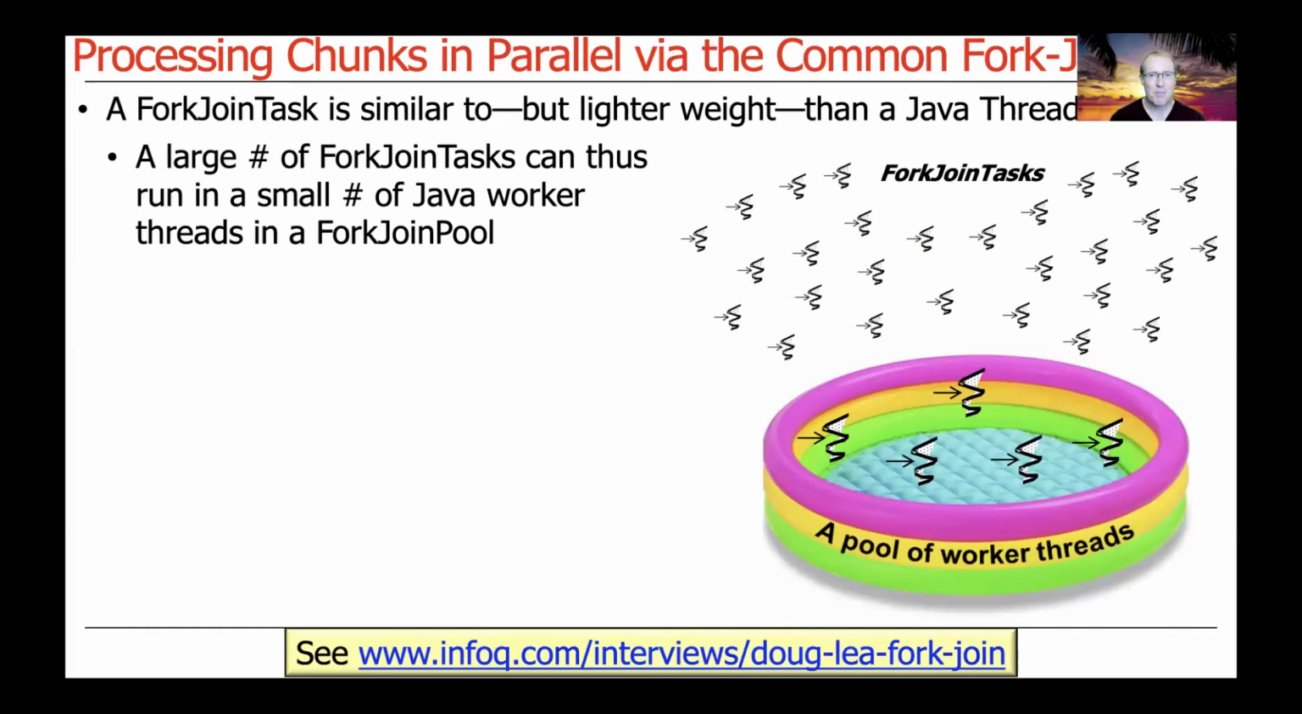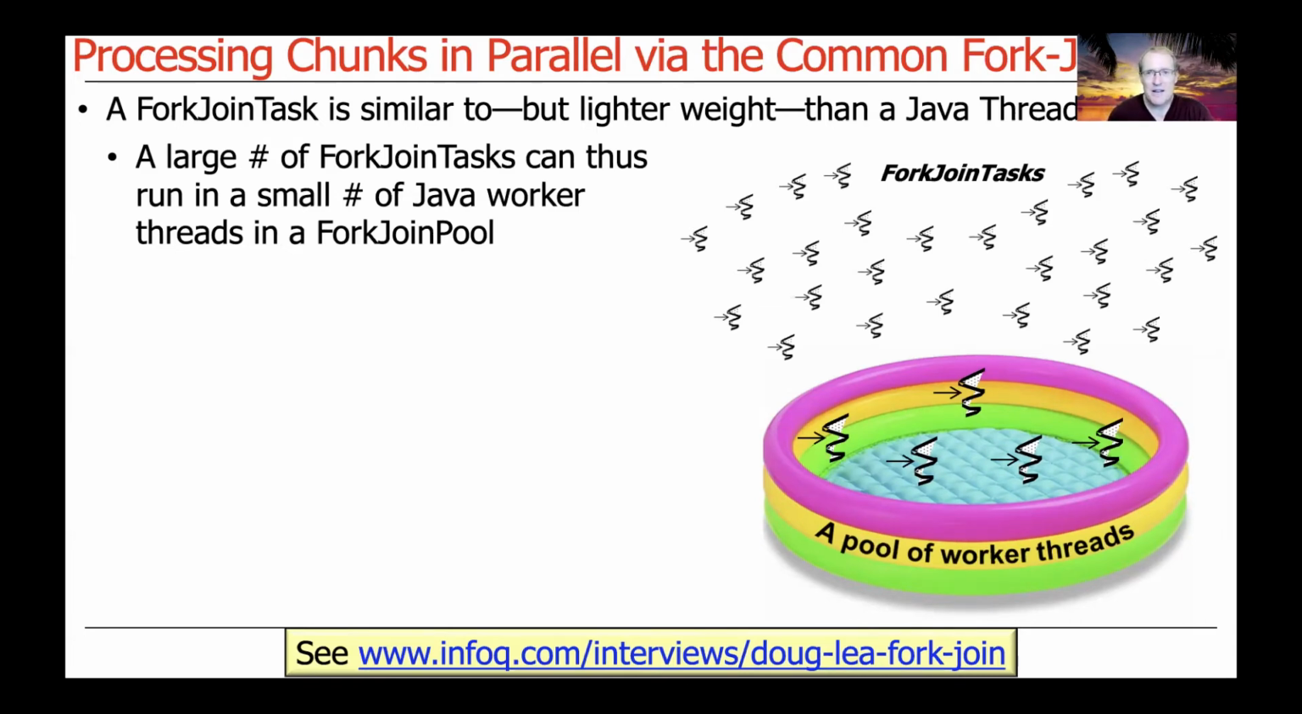As a consequence of being much lighter weight and not having its own stack, registers, or thread local storage and so on, you could have a very large number of fork join tasks that are then multiplexed on top of a much smaller number of Java threads, which are called worker threads, in the context of something called a fork join pool. So you could have literally thousands or tens of thousands or hundreds of thousands of fork join tasks that would then be multiplexed atop a very small number, typically the number of cores on your processor that the JVM knows about, your execution environment.